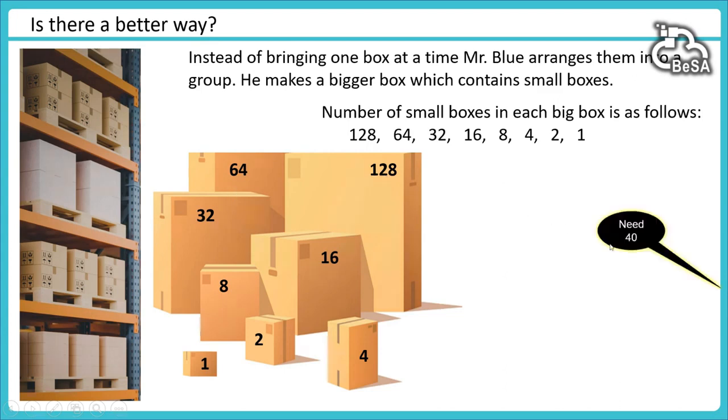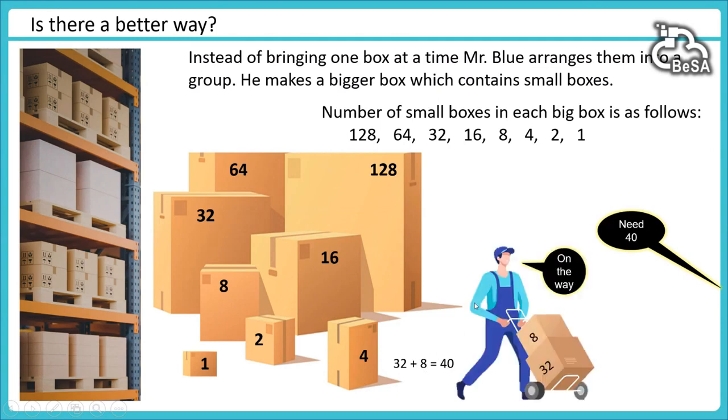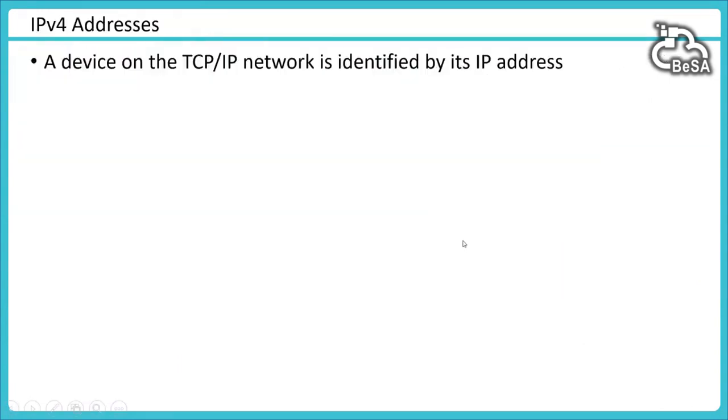And let's say now our order comes, hey, we need 40 boxes to be delivered. What Blue would do is calculate: to make 40, I need 32 plus 8. So what I have to do now is just take two boxes instead of taking 40 boxes one by one, and that made his life easier. Let's implement this into the actual world, how it would be working, right?